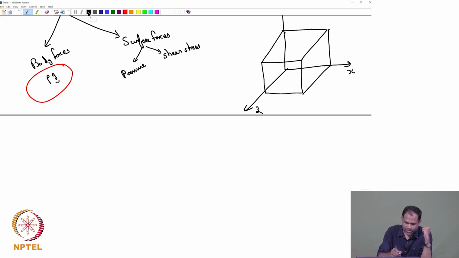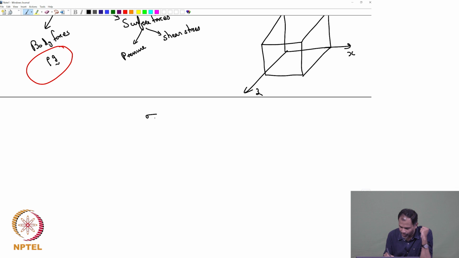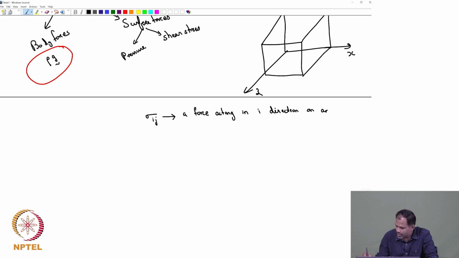So, the surface force is typically represented using a second order tensor, which is called, let us say, sigma ij. What do I mean by sigma ij? Sigma ij is actually a force acting in i direction on an area directed in j direction.